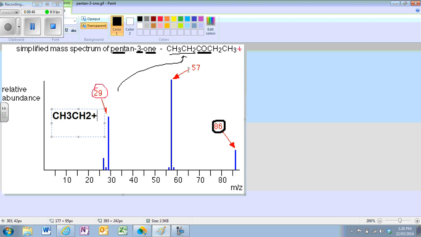What I'd like you to do, folks, is have a go at working out the fragment that corresponds to this peak, which has a molecular mass of 57. So have a go at that, please, before class next.